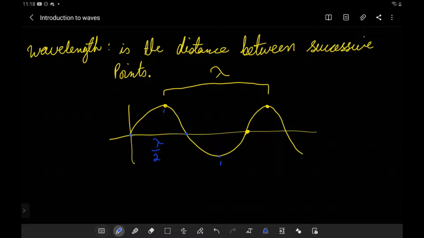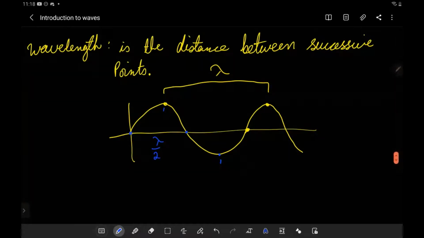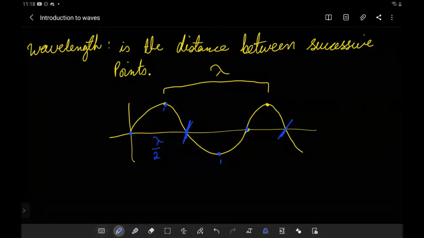I think I understand what wavelength is, or how to find a wavelength using a graph. Yes, sir, successive points. So this one and this one is a wavelength. From here to here is only a half of a wavelength. From here to here is only a half of a wavelength. So what about from here to here? That's a wavelength. Yeah, that is a wavelength.